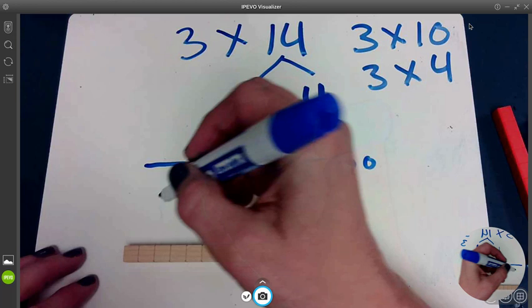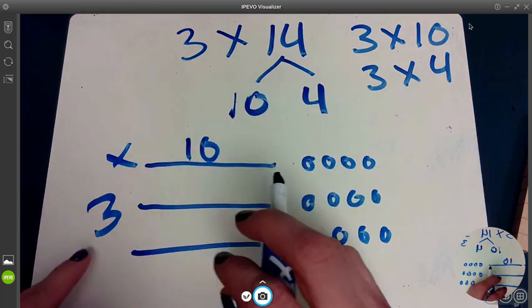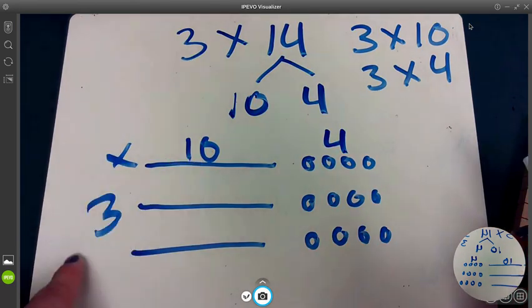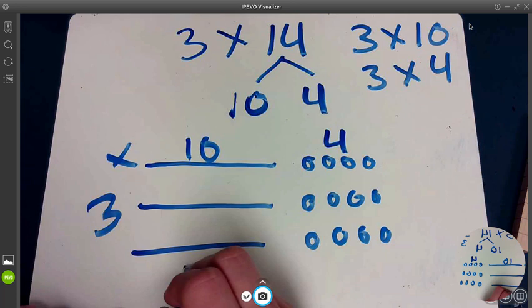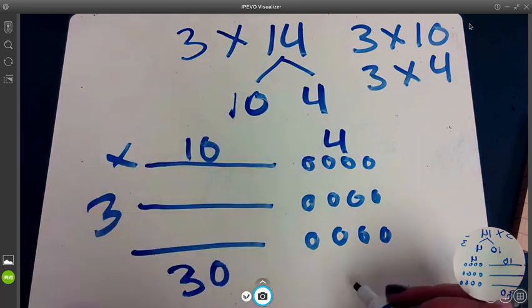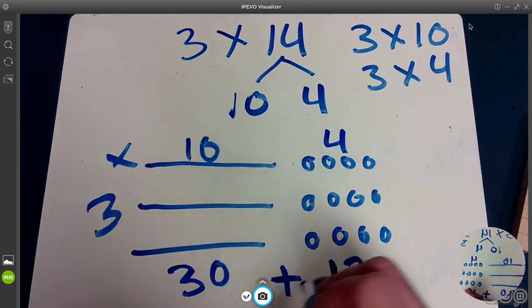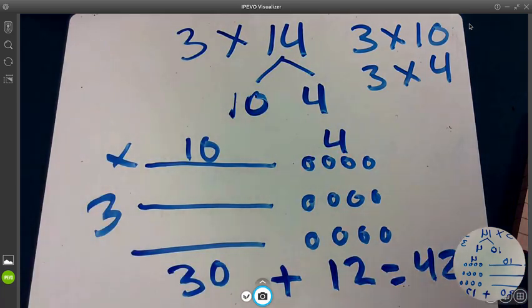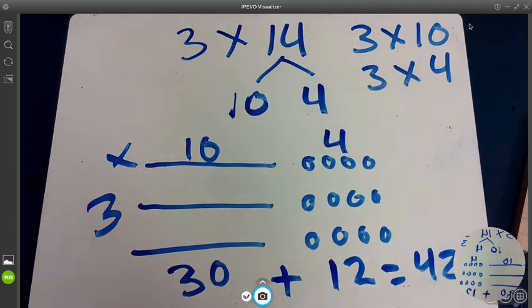Now we'll do 3 times 10 because we use tens here, and 3 times 4. So it still represents the same thing as that area model does. 3 times 10 is 30. 3 times 4 is 12. Add it together and you still get 42. And that's just 2 strategies that we start them out on.